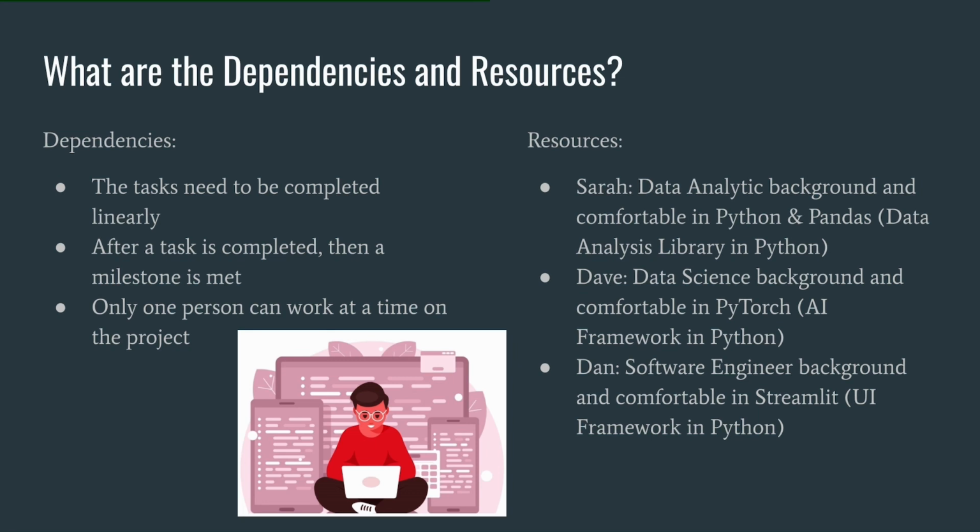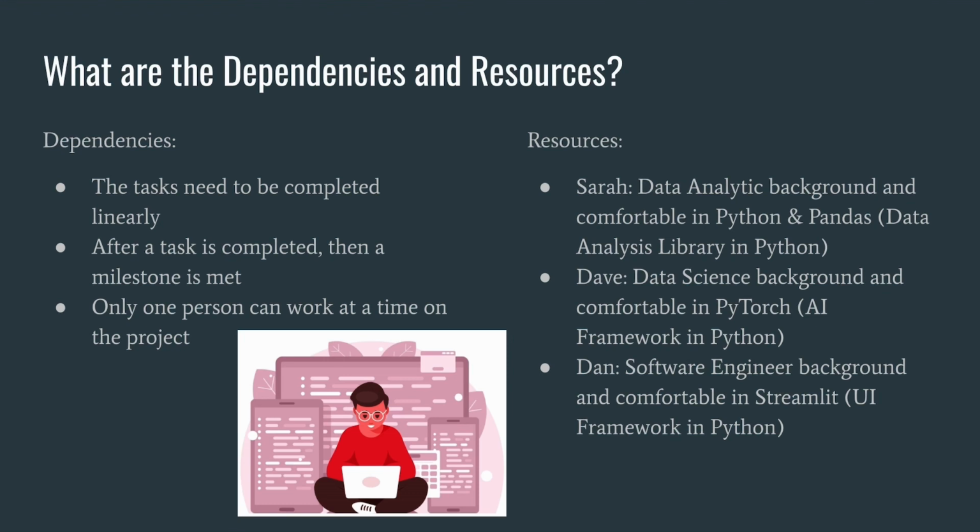What are the dependencies and resources? Per the nature of a Gantt chart, each task needs to be completed one before the other. You cannot visualize data if you don't already have it, and it is hard to run a model on messy data, so you need to wait for the data processing to be completed. This means that only one person can work on the project at a time.